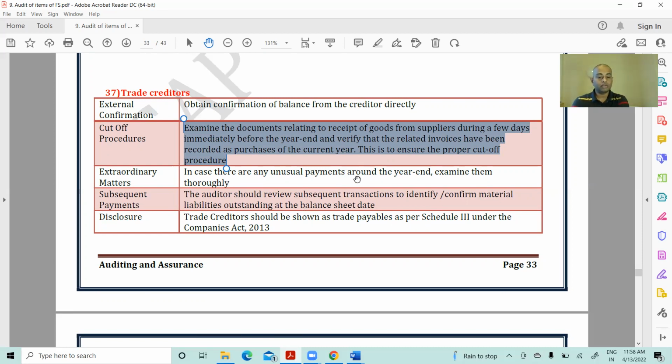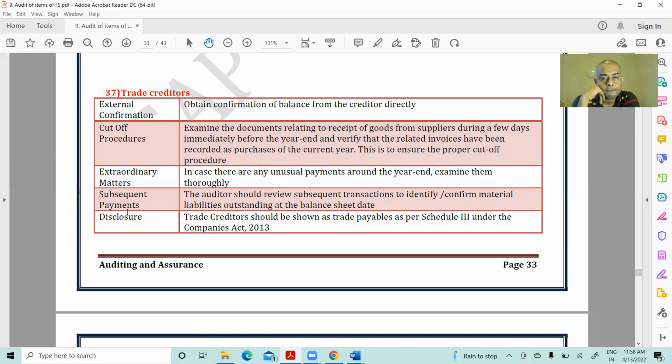Next, read the next point. Extraordinary matters. In case there are any unusual payments around the year end, examine them thoroughly. So many adjustments will be there. Year end, so many adjustments will be there. You have to verify them thoroughly. Next.